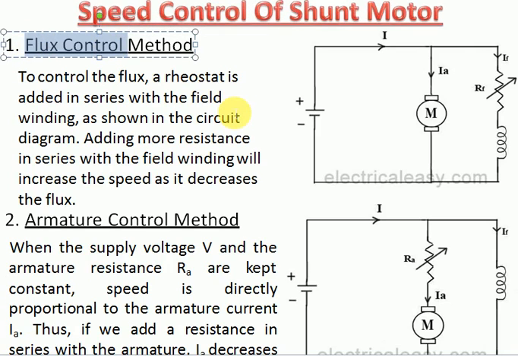Now how will we do flux control? By controlling the field current. So what did we do? We put a resistance in series with this, and due to this resistance the current IF is controlled. If current IF is controlled, it means that flux is controlled, and this is the flux control method. Second one is your armature control method.